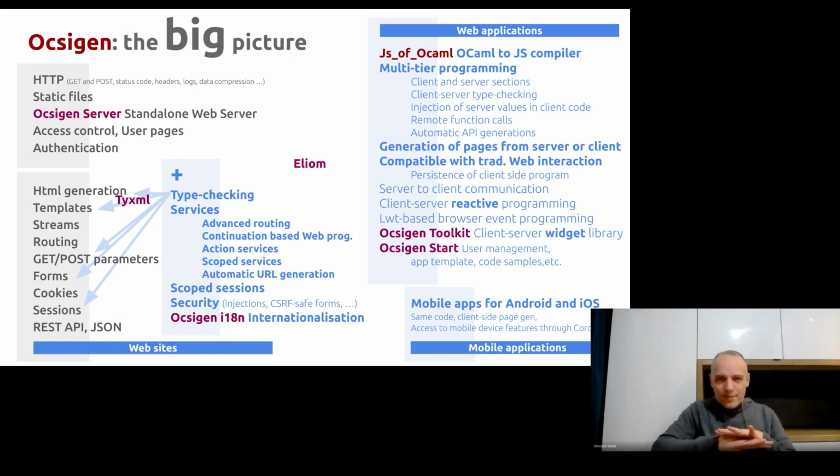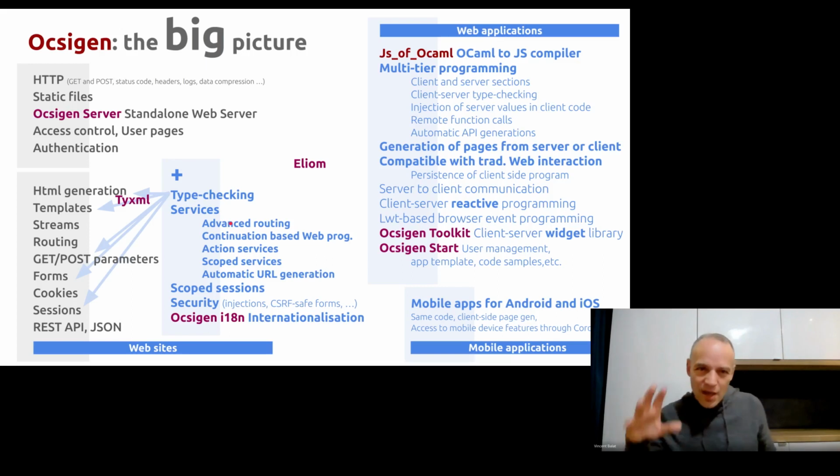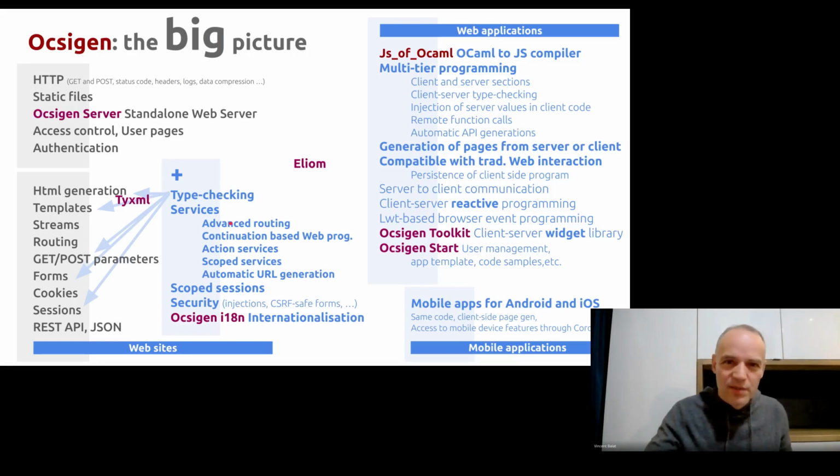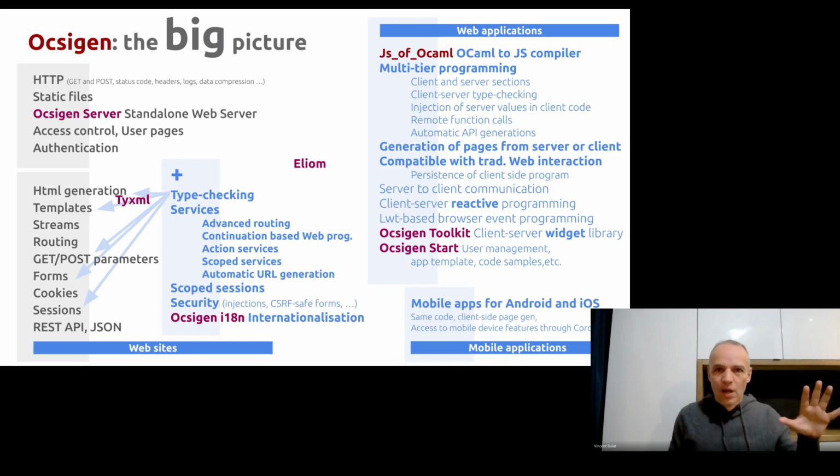So this was a wide overview of most features of all our projects. As you can see, Ocsigen is very feature-rich. The project is mature, actively maintained, and used in production, for example, for the Bisport social network.